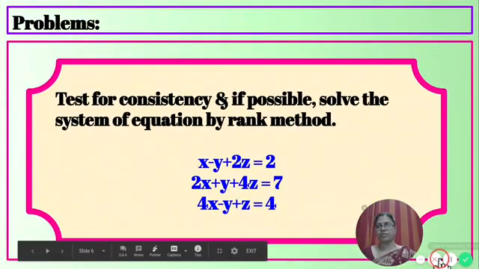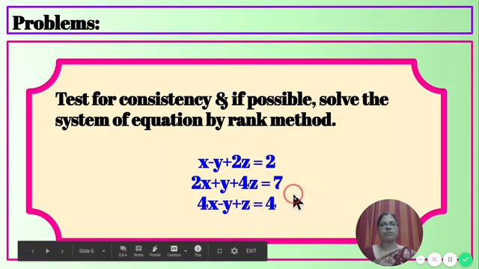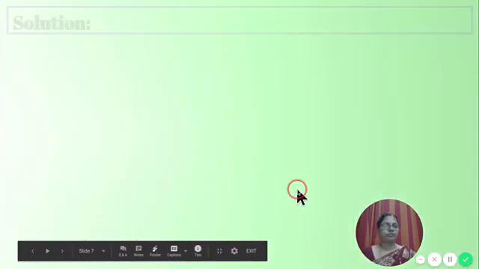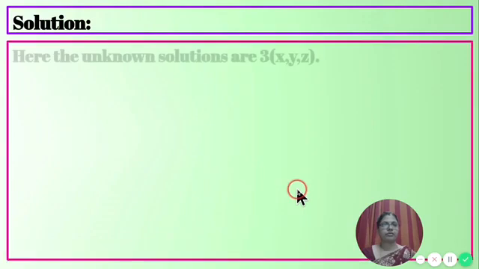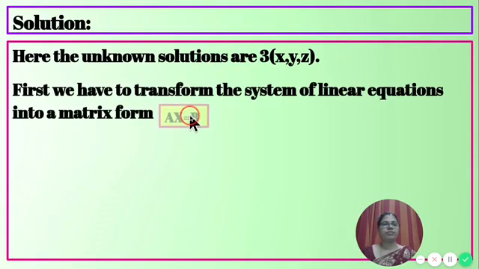Let us see an example. Test for consistency, and if possible solve the system of equations by rank method. x minus y plus 2z is equal to 2. 2x plus y plus 4z is equal to 7. 4x minus y plus z is equal to 4. Here there are three unknowns.